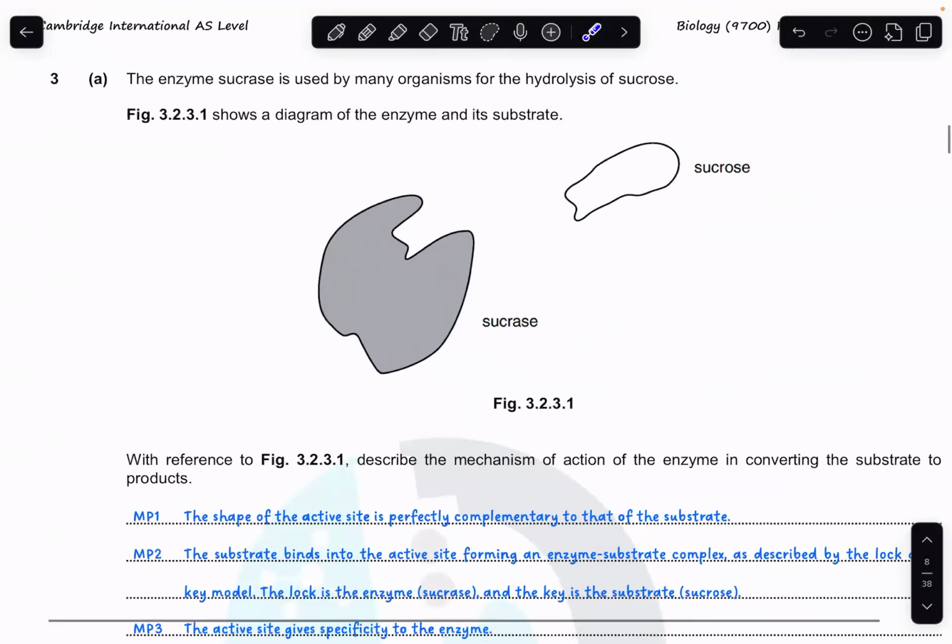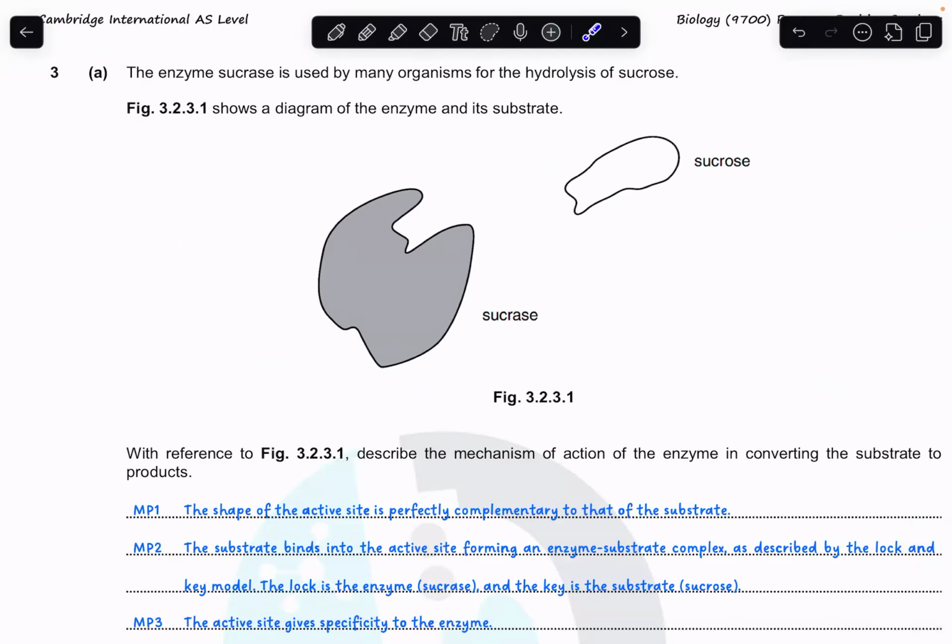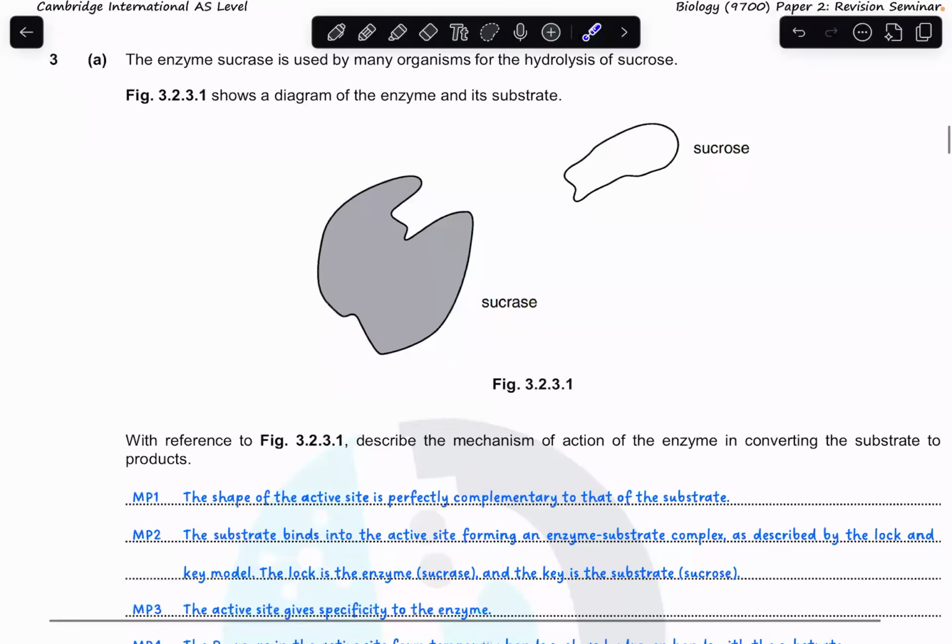Let's look at question number 3. The enzyme sucrase is used in many organisms for the hydrolysis of sucrose. With reference to figure 3.2.3.1, describe the mechanism of action. When the question asks about mechanism and shows us something like this, do you realize that the shape of the substrate and the shape of the active site are exactly complementary? In this case, we can always put in the lock and key model.